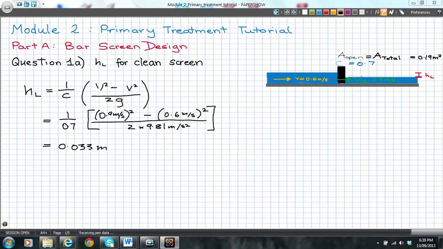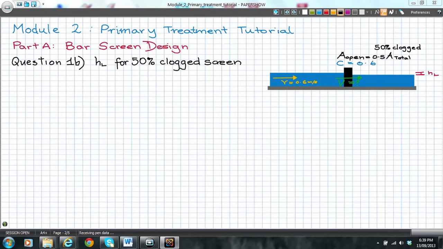Now for part B. We know that the flow is constant between these two scenarios, and flow is equal to the velocity times the area. We're assuming that is constant between scenarios A and B. Therefore, the velocity at scenario A times the area at scenario A is equal to the velocity for scenario B times the area for scenario B.